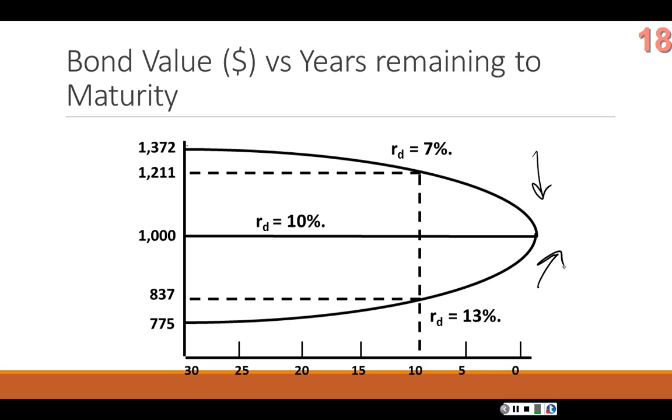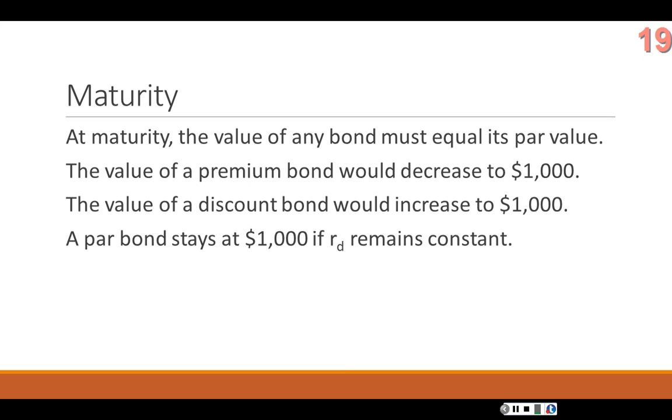Similarly, the market price of a discount bond is going to increase as it approaches maturity. Again, that's because each of the interest payments that are making up the value of the bond are being paid, and so they have less of an impact on the present value of the bond. At maturity, the value of the bond would equal the par value. The value of a premium bond would decrease to $1,000, and the value of a discount bond would increase to $1,000. A par value bond, one that's trading at its par value, would remain constant as long as the market rate remains constant.